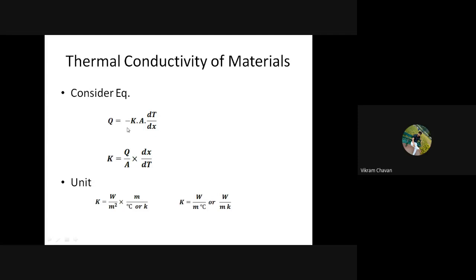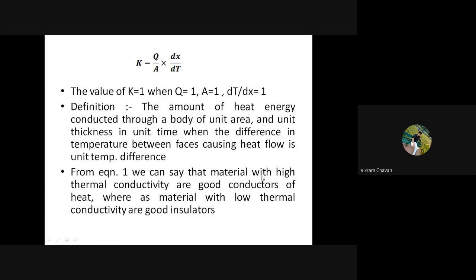So we can say that materials with high thermal conductivity are good conductors of heat. This means if thermal conductivity is more, that material will transfer the maximum amount of heat. If the thermal conductivity is less, that material will transfer a lesser amount of heat. So materials with higher thermal conductivity are called good conductors of heat.